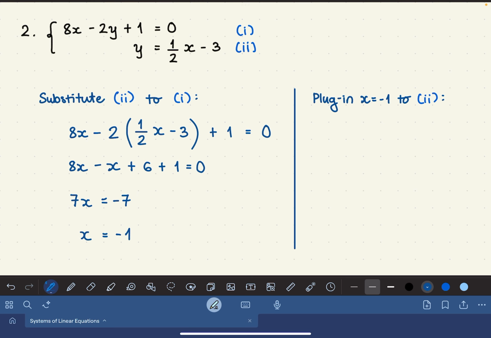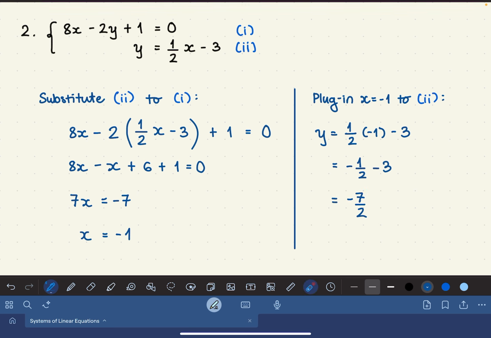So doing that, we will have the following. We will have here y equal to 1/2 times -1 minus 3. Take note that this simplifies to... So first, 1/2 times -1 would give us -1/2 minus 3. And then from here, you could check that this simplifies to -7/2.